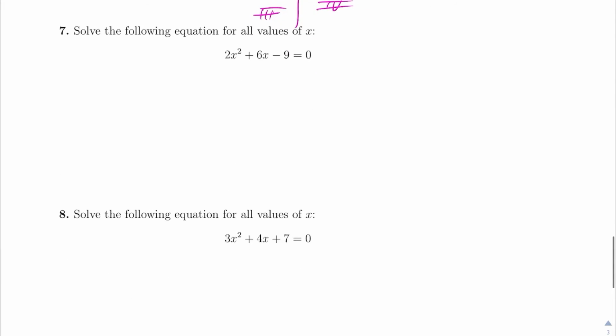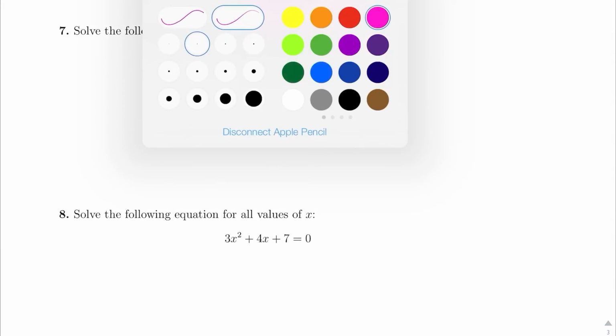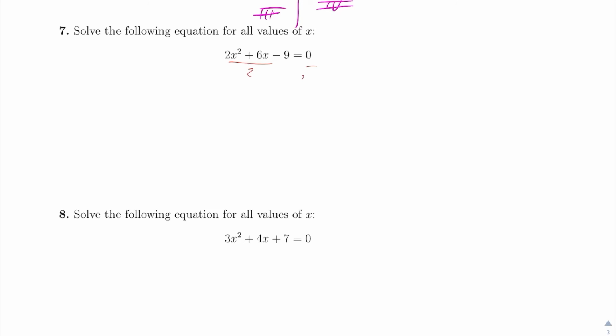Solve the following equation for all values of x. It looks like dividing by 2 is not going to work too well here, so I think we've got to use the quadratic formula. The quadratic formula is x equals negative b plus or minus the square root of b squared minus 4ac all over 2a. And then we identify a, b, and c.